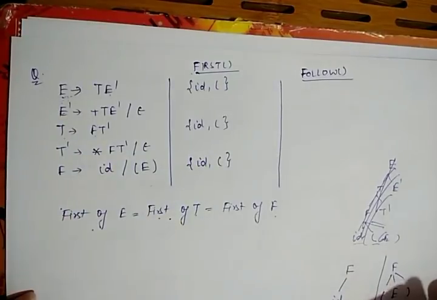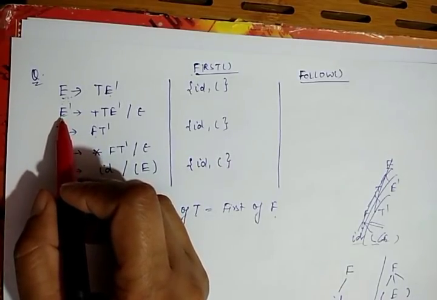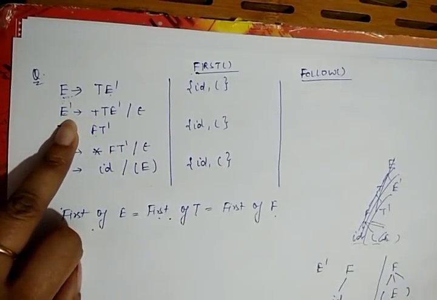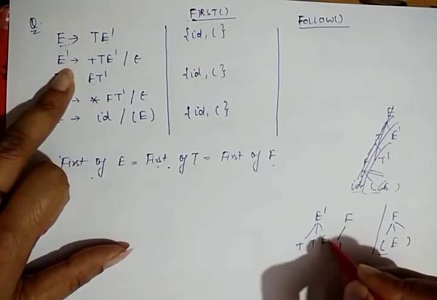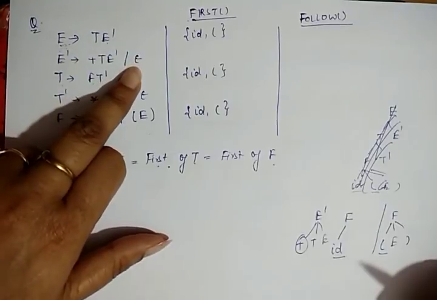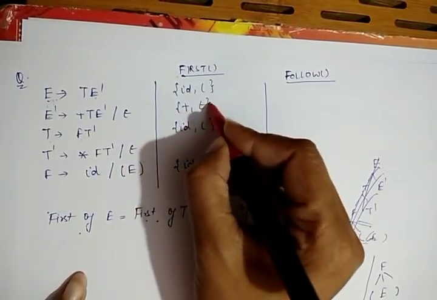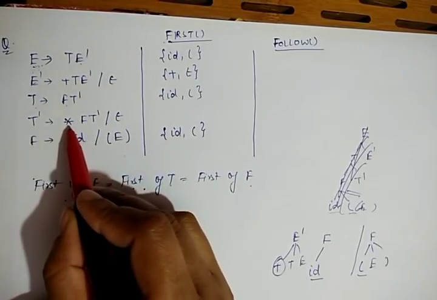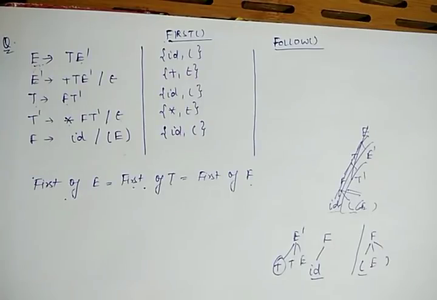Now we find first of E dash. See here, to remove the confusion, to find the first function, just prepare the parse tree. So for E dash, E dash derives plus T E dash, means it always starts with plus, or it always starts with epsilon. So the first of E dash is plus or epsilon. Okay. Now for T dash, it always starts with either asterisk or epsilon. So first of T dash is asterisk or epsilon. So this is all about how we compute the first function.